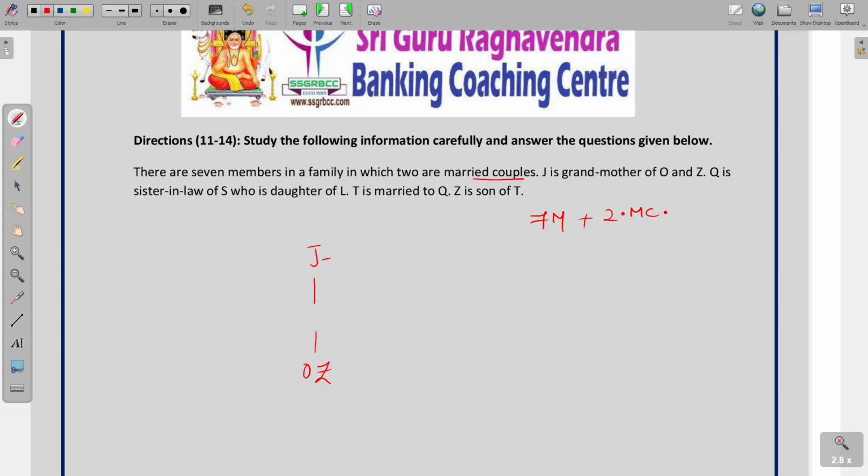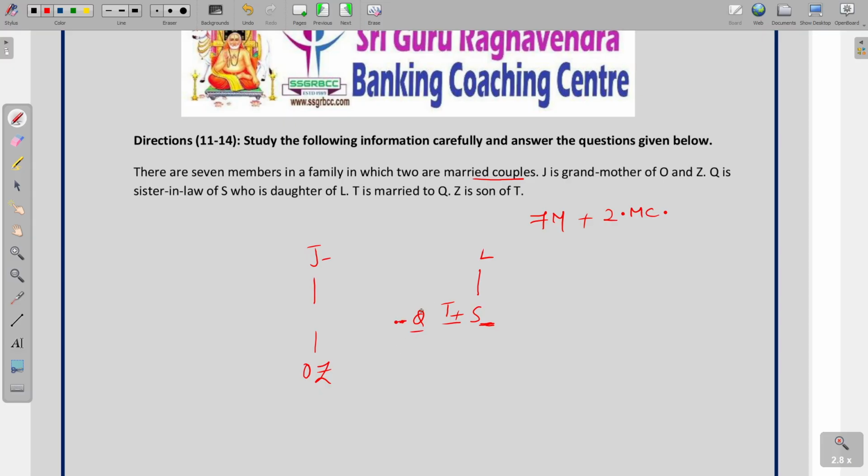Q is sister-in-law of S, who is daughter of L. So it means S has a brother, and this person is married to Q. T is married to Q. So T is the brother of S and married to Q.